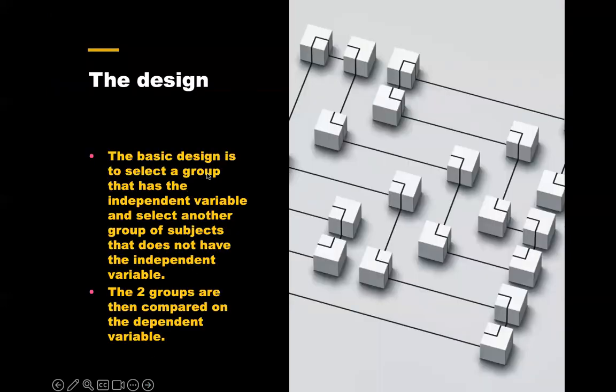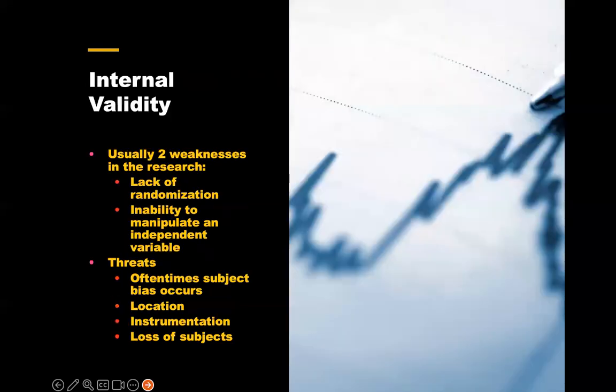So in terms of design, the basic design is to select a group that has the independent variable and select another group of subjects that does not have the independent variable. The two groups are then compared on the dependent variable. But of course, that will look like an experimental design. But it's also possible to simply have an independent variable and then to have moderating variables, differences within that singular group, and to use those differences as a means to identify which of the differences affect the dependent variable more. The only thing is that it will pose some internal validity questions.